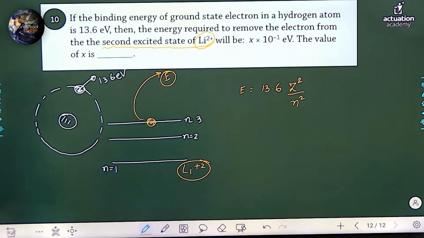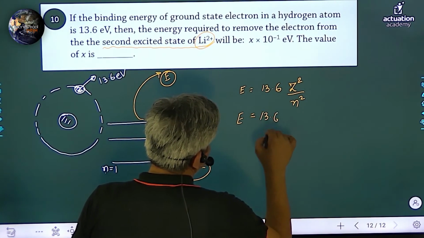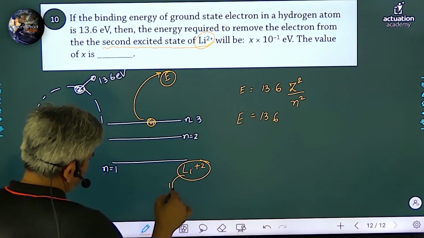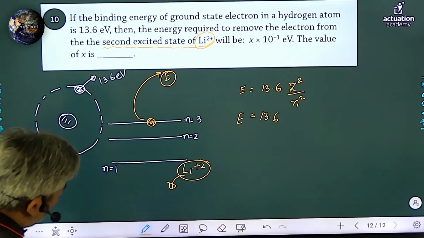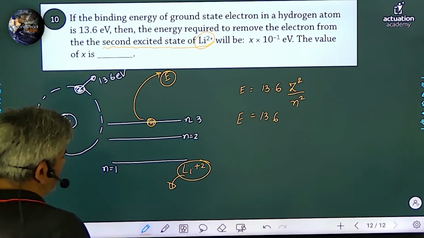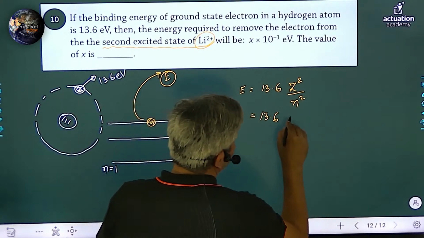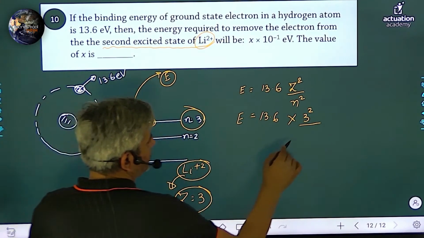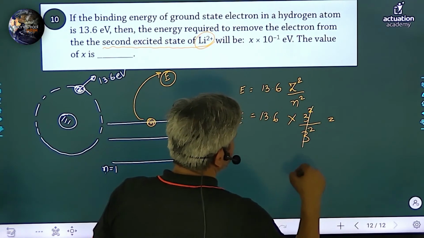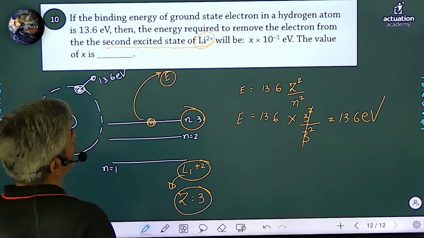Now simply this E is 13.6. Z is the atomic number of lithium. Atomic number of lithium is 3. So Z is equal to 3. So 3 square divided by n, the second excited state, again that is 3. So this will cancel out and the energy required is 13.6 electron volt.